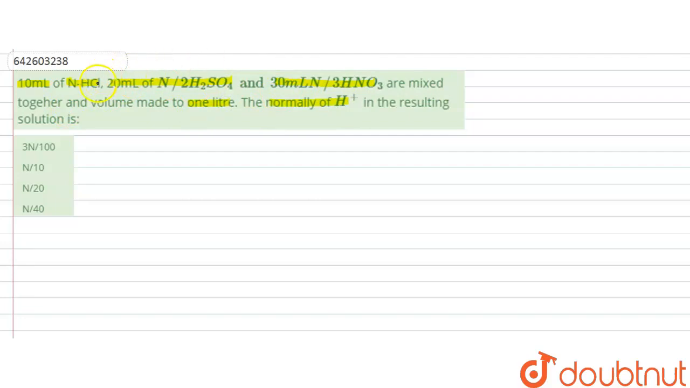So in the given question, 3 different acids are given of different volumes and concentrations, and when they are mixed together, the total volume is made to 1 liter, and we have to calculate the normality of the H plus ion in the resulting solution.